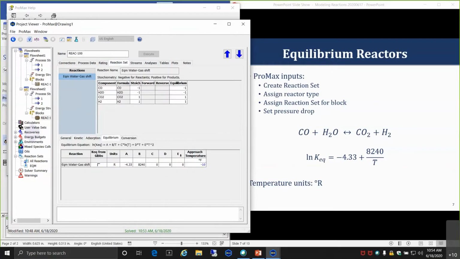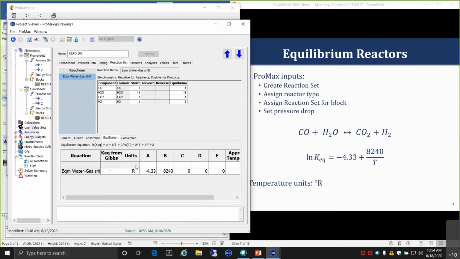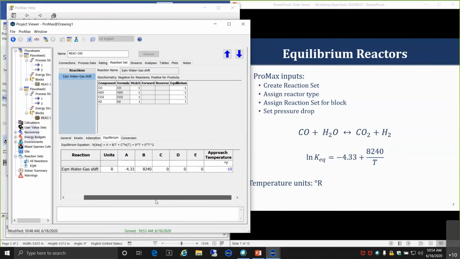That's one of the other ways that you can work to match plant data when using an equilibrium reactor. You can use your data to form the necessary coefficients for this expression here, or you can adjust this approach temperature to better match your plant data. So that gives us an equilibrium reactor.